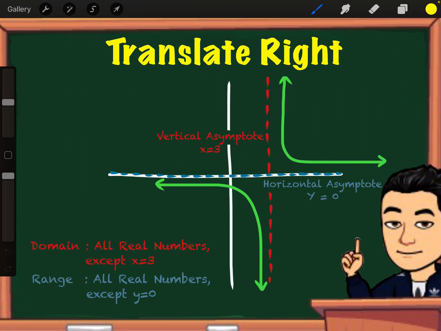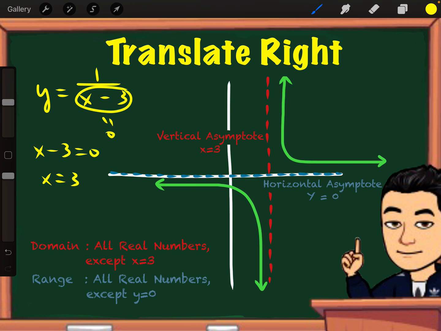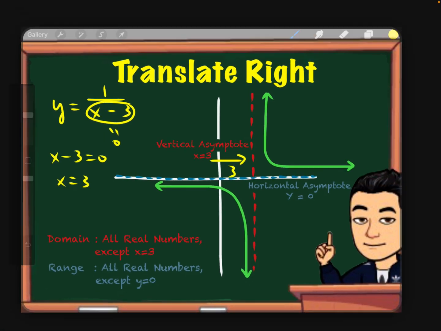Translation. We've got two different translations. One is horizontal, another one is vertical. Translation to the right is part of the horizontal translation. So when do you see a translation to the right? Here is an example, 1 over x minus 3. In this case, you're going to set the denominator equal to 0 and then solve for x. I see that x is equal to 3. So you are going to be translating towards the right by 3 units.